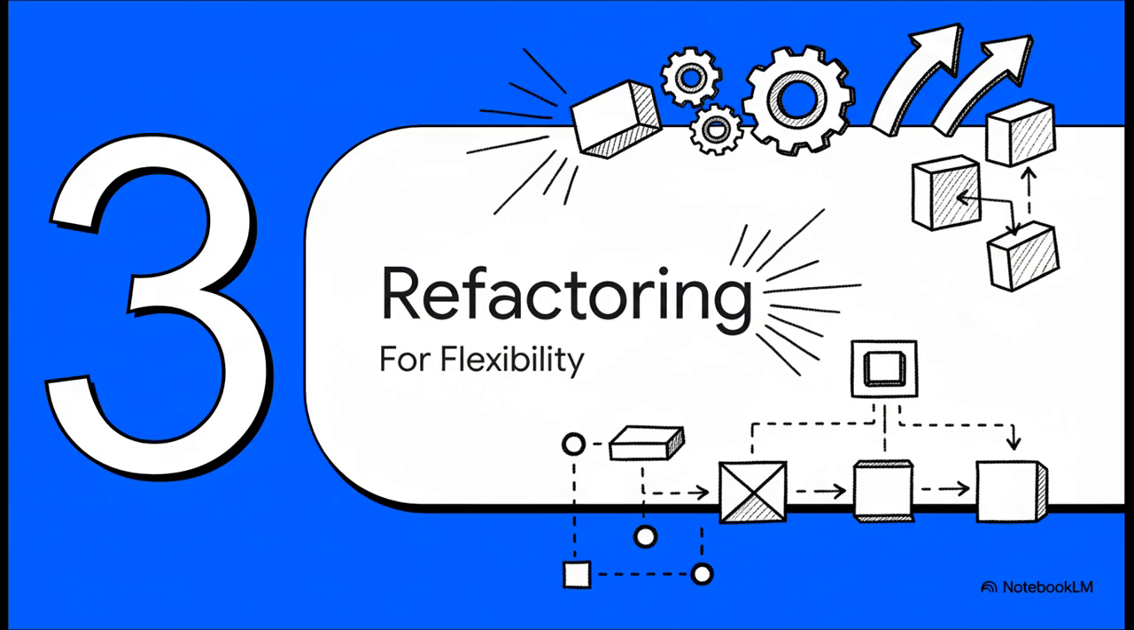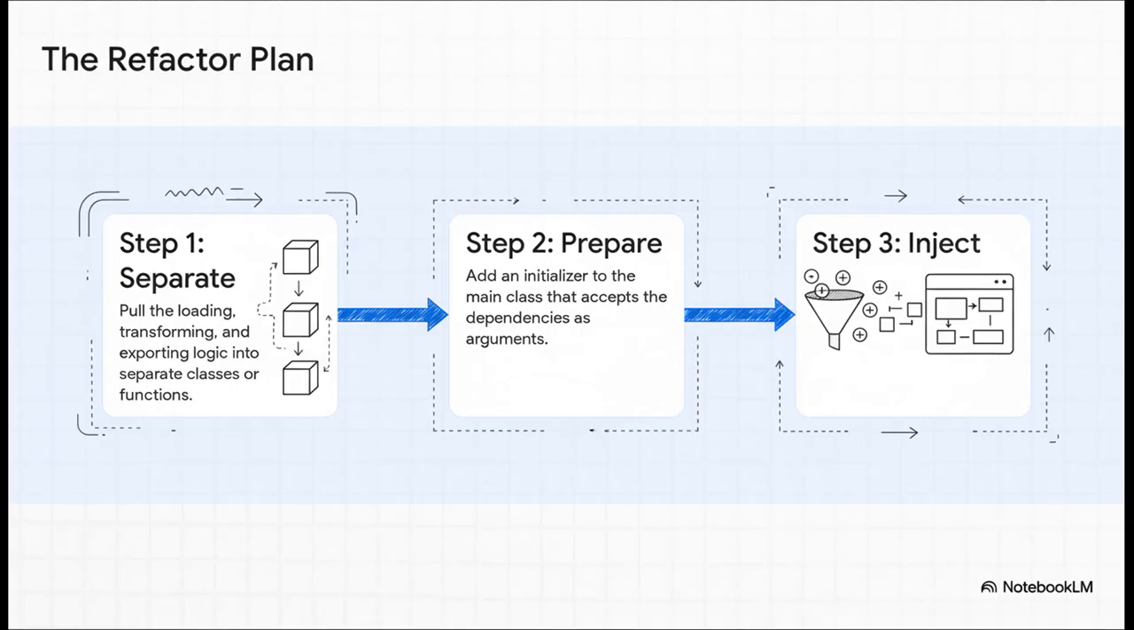So, how do we actually do this in our code? Let's refactor that pipeline we saw earlier and see this principle in action. It's really a three-step process. First, we're going to pull all that logic, the loading, the transforming, the exporting, out into their own separate classes. We're separating the responsibilities. Step 2, we'll prep our data pipeline class to receive these new pieces by adding an initializer. And finally, step 3, we'll actually create instances of our new components and inject them, or pass them in from the outside.